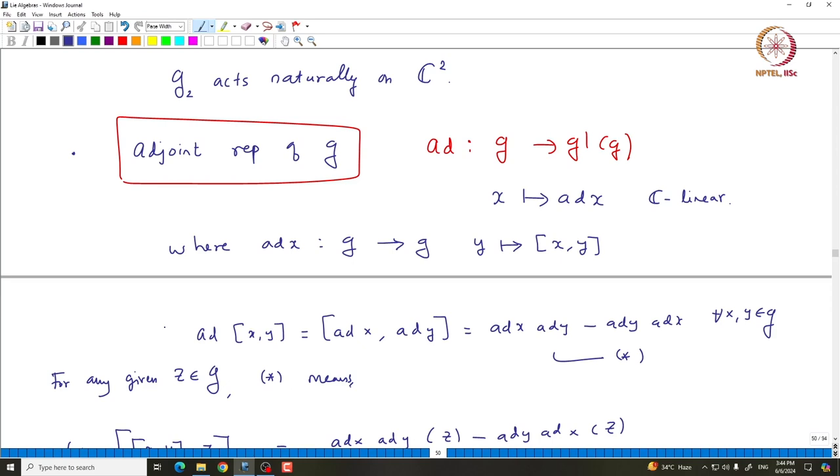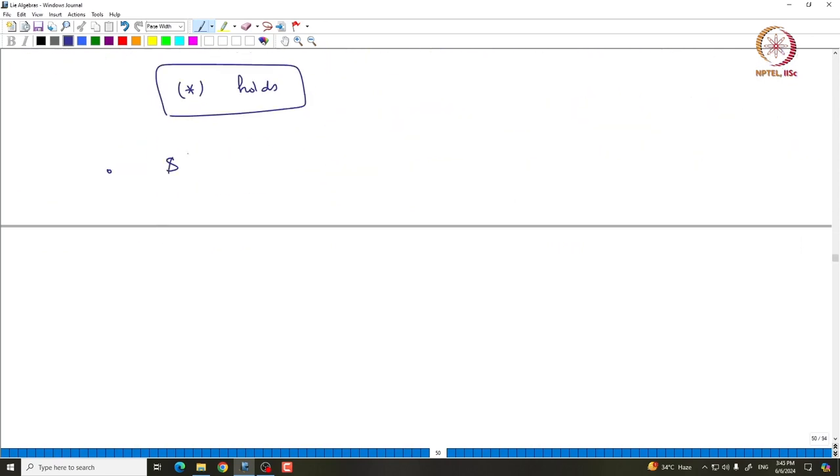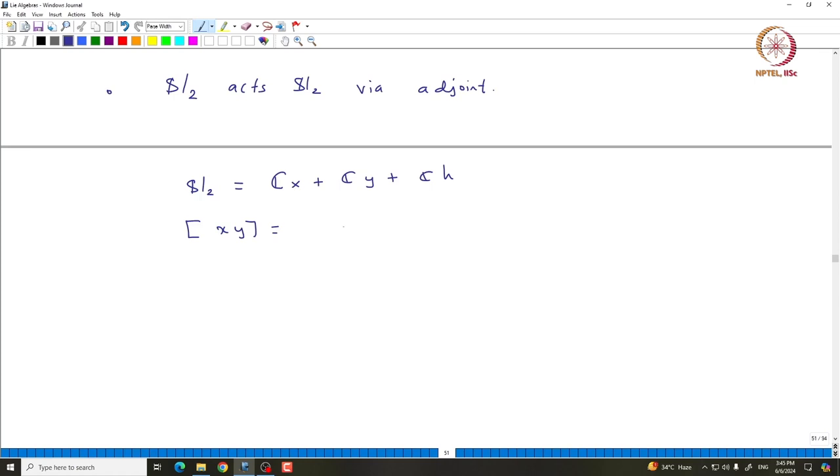So, if we just work it out for SL2, you can see what you get. SL2 acts on SL2 via the adjoint. You already have this basis: SL2 is spanned by CX, CY and CH with the following brackets. The bracket X, Y is H, the bracket H, X is 2X, and the bracket H, Y is minus 2Y, and all other brackets are 0: the bracket H, H is 0, the bracket X, X is 0 and the bracket Y, Y is 0.